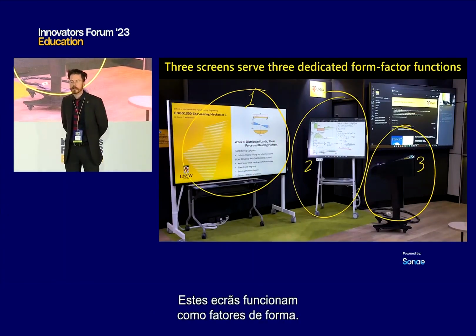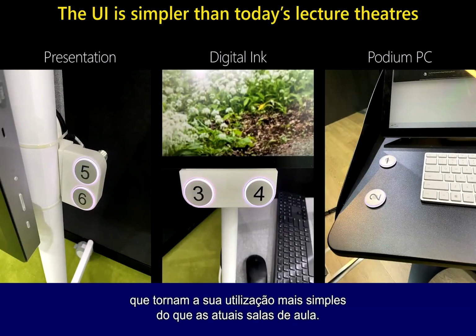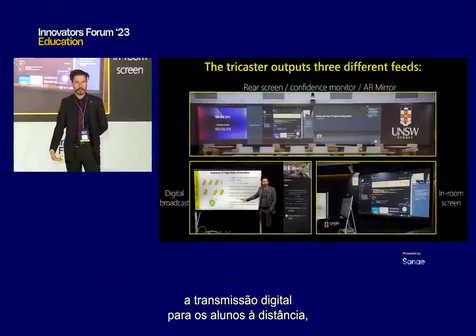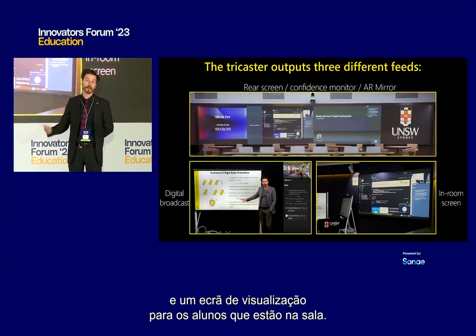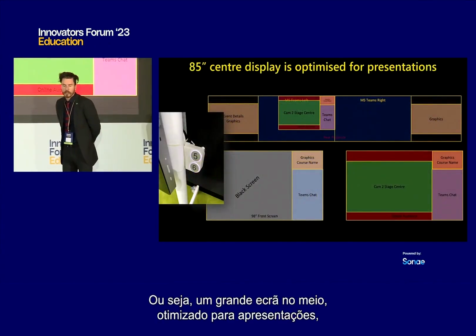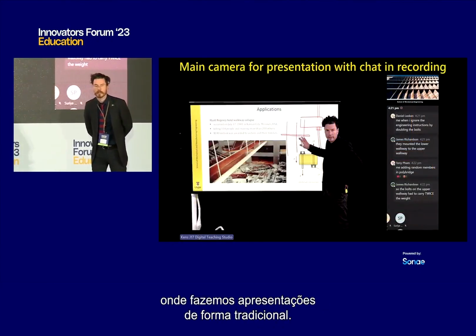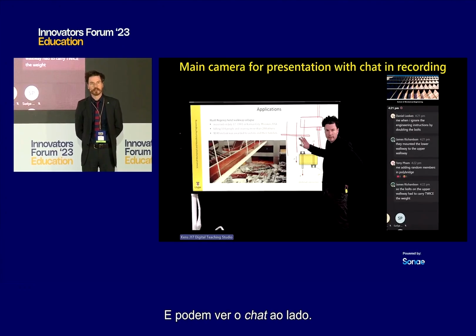These screens serve as different form factors, right? We have simple buttons on each device that actually make it simpler to use than today's lecture theatres. The TriCaster outputs 3 different outputs, a huge screen at the back, the digital broadcast that's going to the remote students, and an in-room preview screen for the students who are in the room. So a large display in the middle, optimized for presentations where we're doing traditional content delivery, and you can see that the chat is captured on the side.